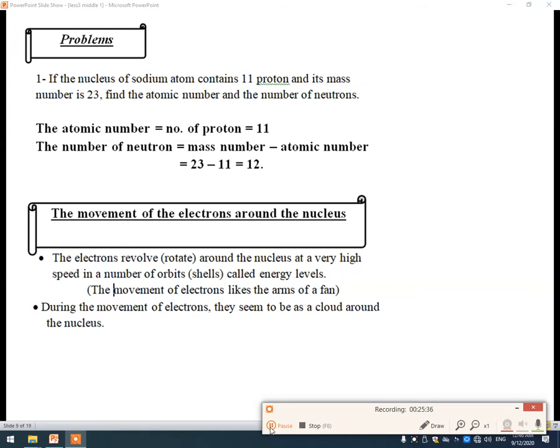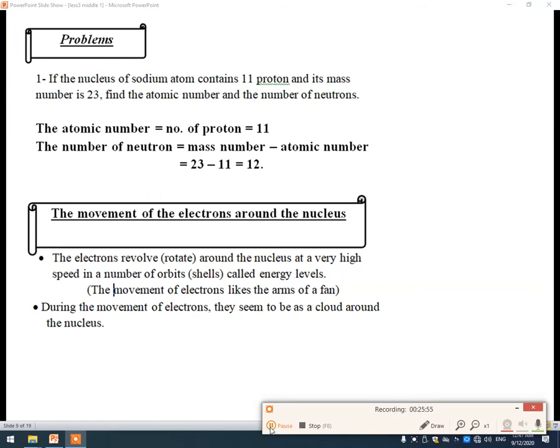In this example, he needs to know the number of neutrons. And we know we have a rule to find the number of neutrons. We will subtract the atomic number from the mass number. So it will be 23 minus 11, so it will be 12.